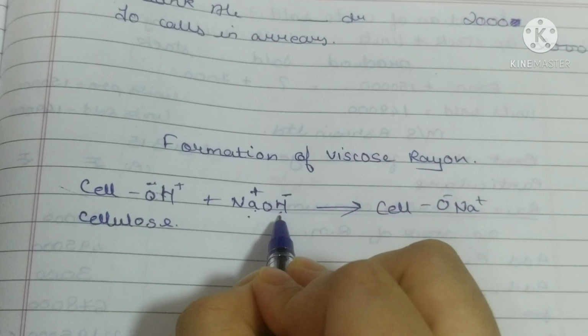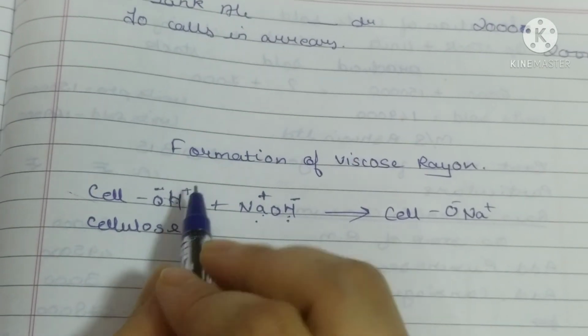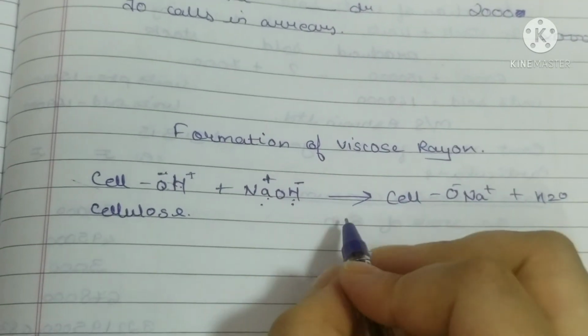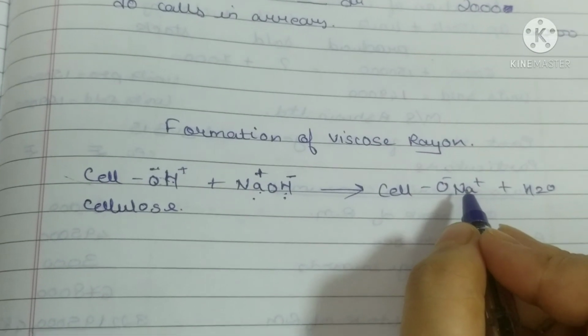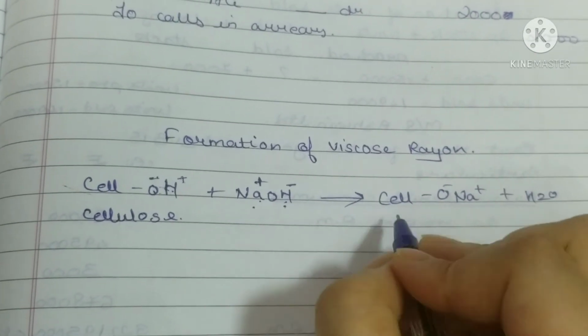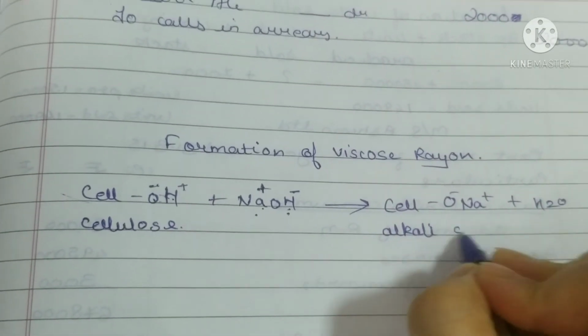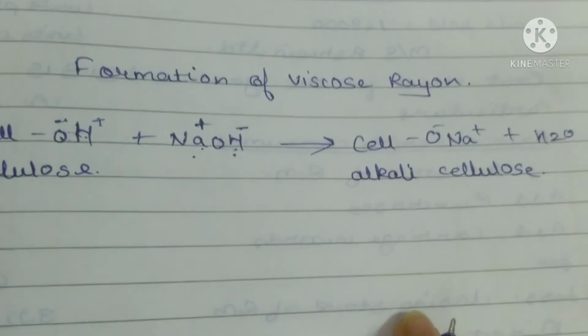So this OH which is minus and this H which is plus will give you water, and this cell O minus Na plus which is formed here is called alkali cellulose. Alkali cellulose means basic cellulose. It is going to be basic in nature.